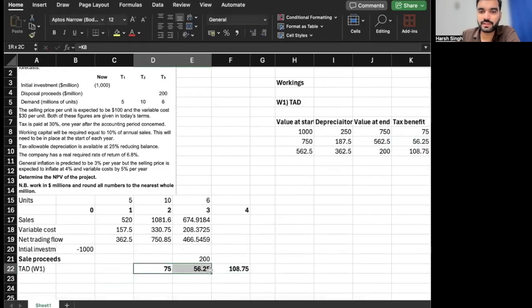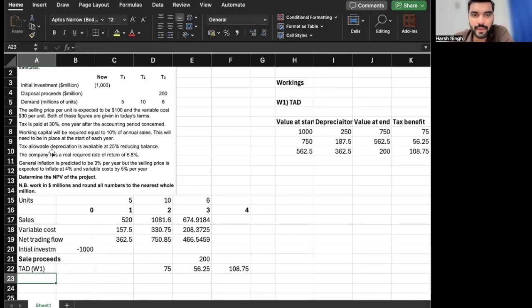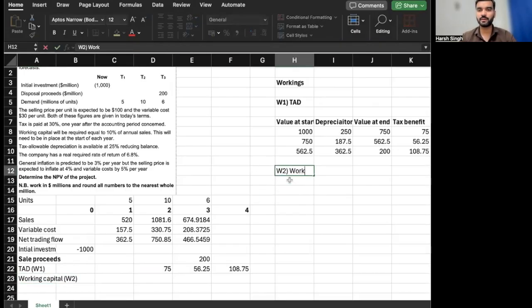Correct? This is the tax benefit that I will get after that particular year. Now one more working needs to be prepared, everyone. That will be your working capital, which will be required equal to 10% of annual sales. So I'll put down working capital. Over here we'll have to prepare a working again. W2. I'll put down W2, which will be working capital.